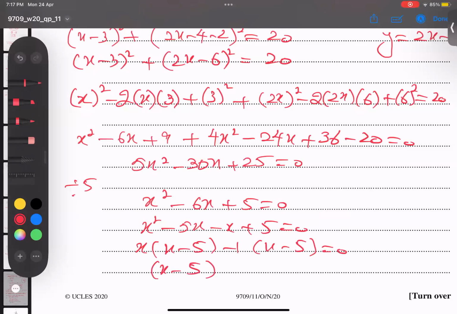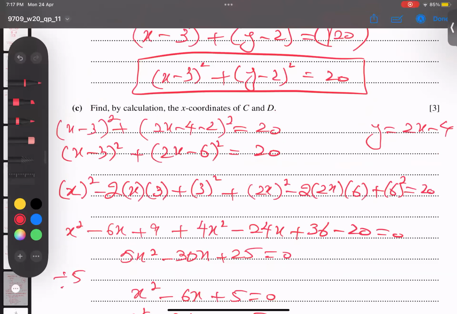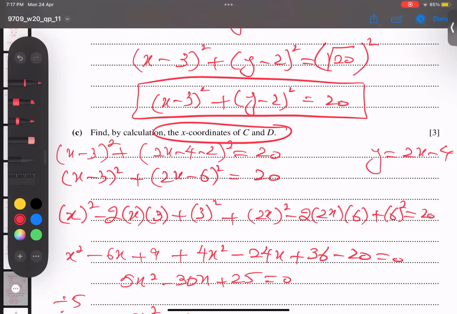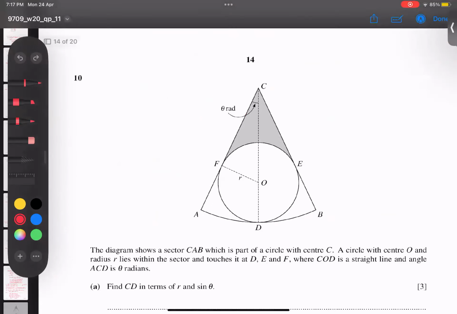I believe there is nothing hard up till here, and I got two answers, 1 and 5. He's asking for the x coordinate of C and D. Alhamdulillah Rabbil Alameen, I believe the point is very clear.